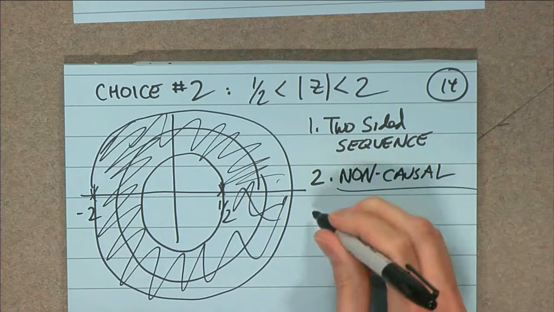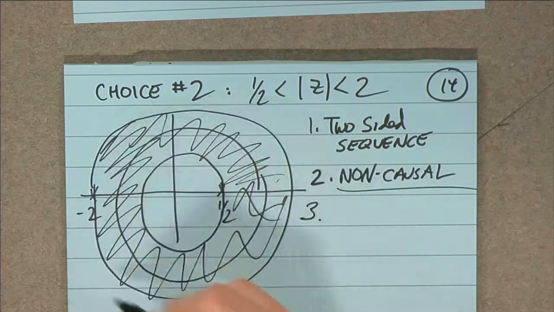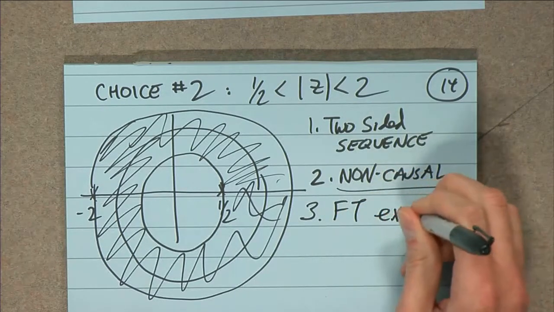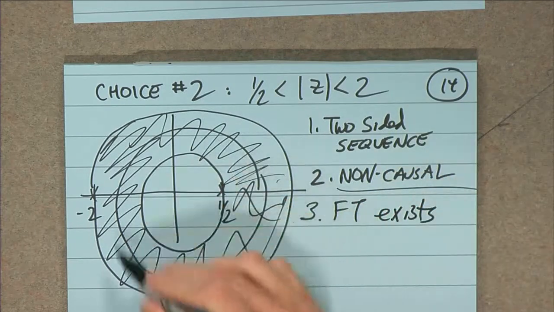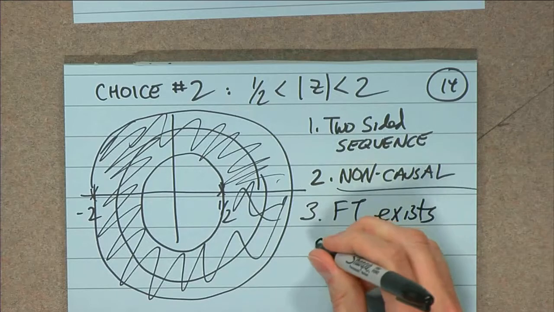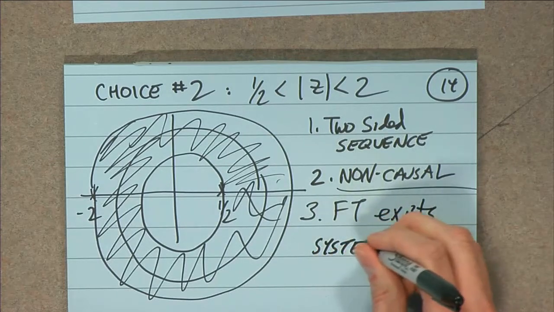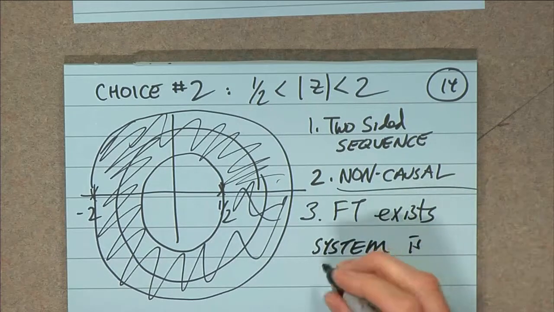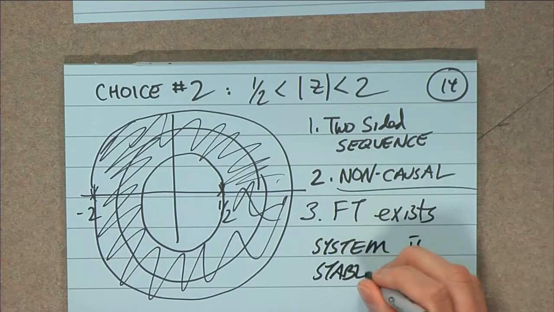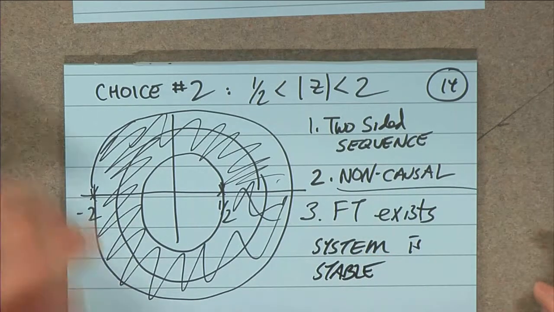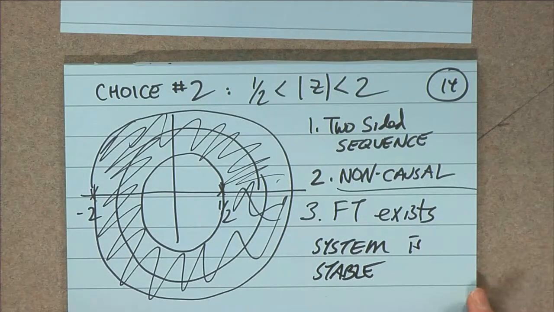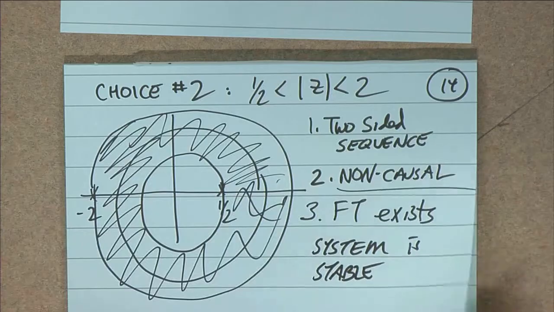And the good news here is we do have a frequency response. The Fourier transform exists because the ROC contained the unit circle. So that tells us what? h of n is absolutely summable, system is stable. So now we're getting warmer. That's a little bit more tractable there.